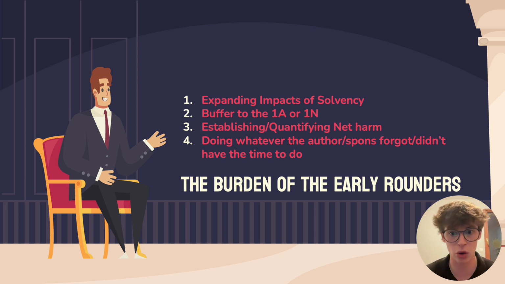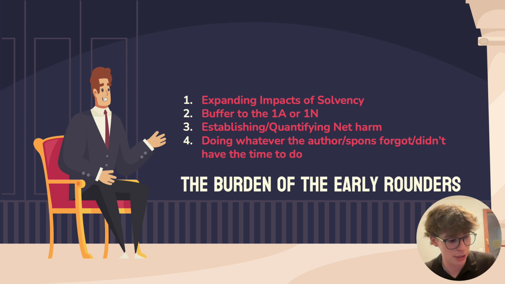Okay, the burden of early rounders. Early rounders don't really have the same burdens of proof that the authorship or sponsorship do, because hopefully the author or sponsor explained the legislation and explained why it worked. So what they're doing is providing a buffer to the first AF or the first negation. They are extending the impacts of solvency, right?